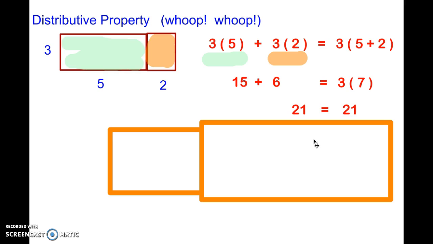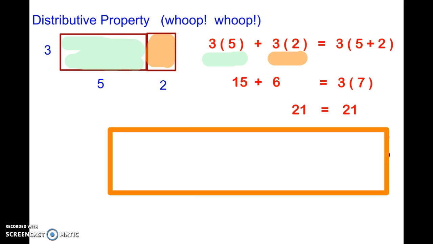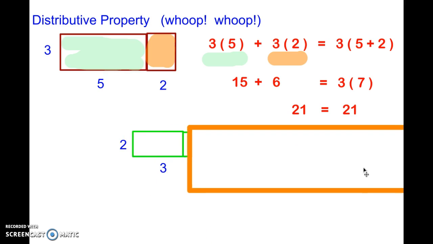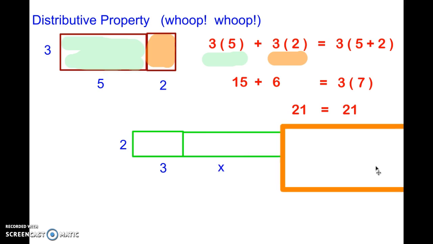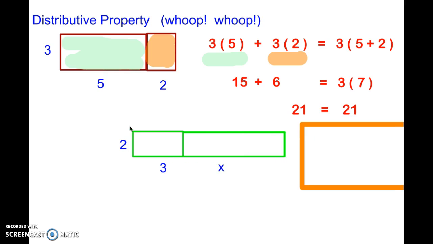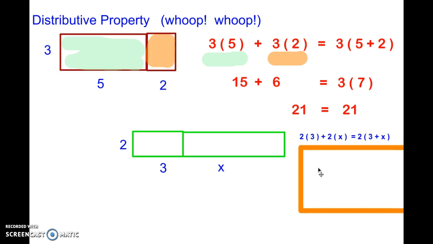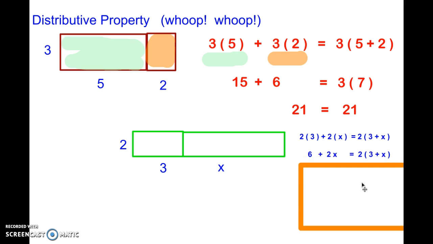So 21 equals 21. Here's another example, this time with a variable. So we have a rectangle that looks like this, actually two rectangles, and the dimensions are 2, 3, and x. So this one could be written as 2 times 3 plus 2 times x is the same as 2 times the quantity 3 plus x. So you'll see this is 6, this is 2x, and then this is 2 times 3 plus x.